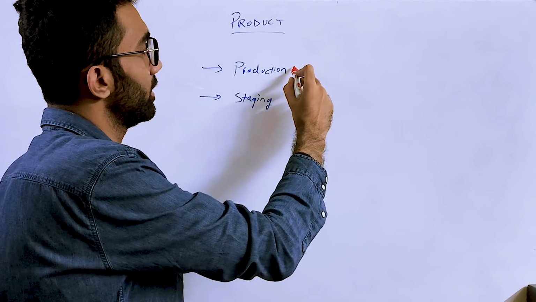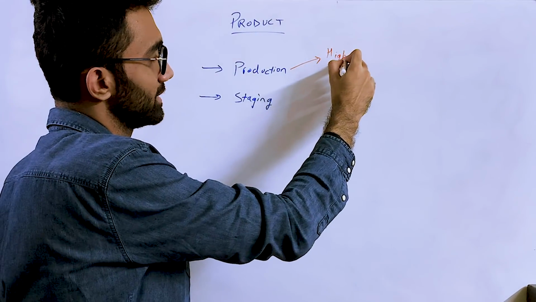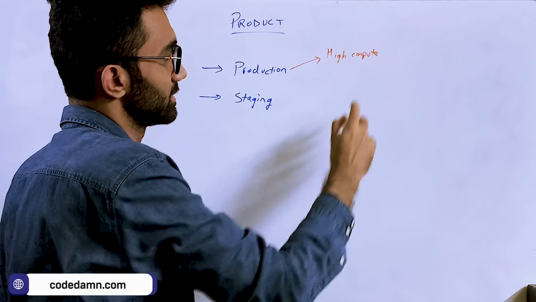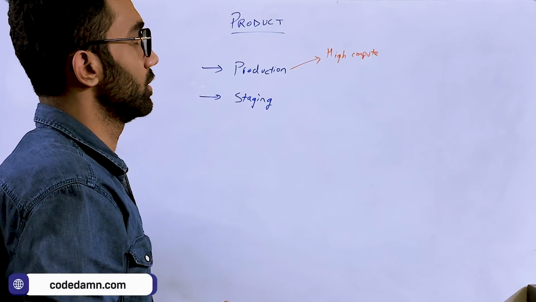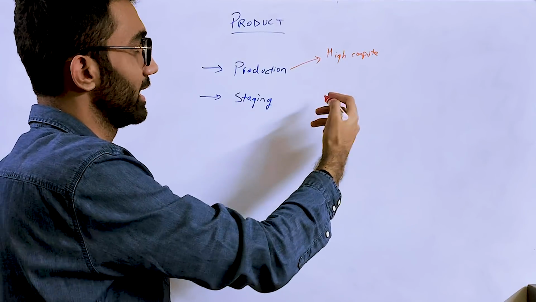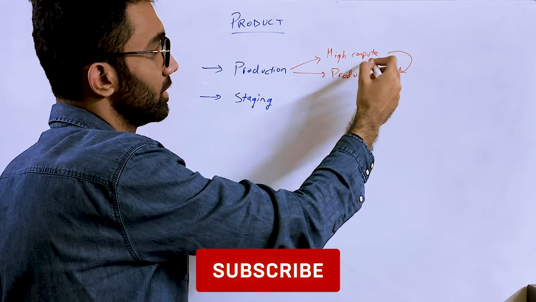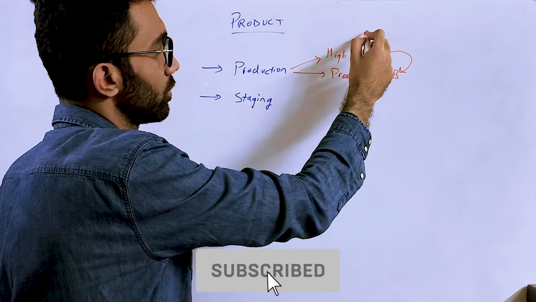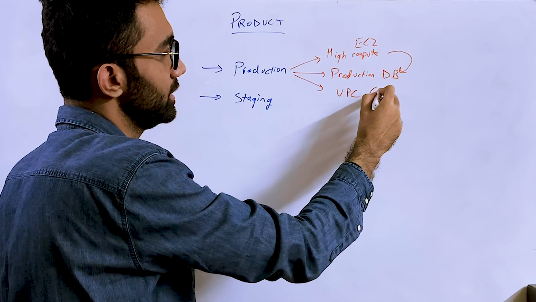So the production environment is probably something which is running on high compute. For example, you might have a compute intensive app which requires a lot of instances to handle a lot of traffic and so on. So high compute could be one thing. The production database should be another thing, which probably is linked with all the EC2s or Lambdas or whatever it is running. And most likely it might also be running some sort of VPC for backends.